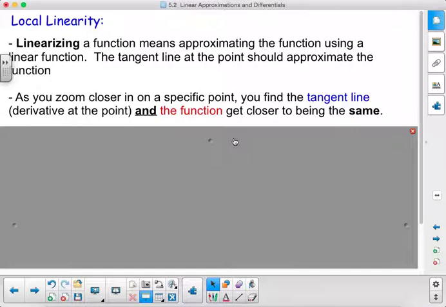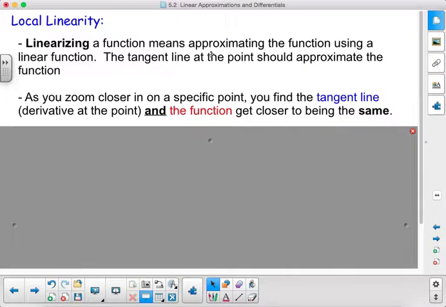Linearizing, what a great word, really just means that we are trying to find an approximation using a linear function, which really means you're just trying to find the equation of a tangent line at that point.